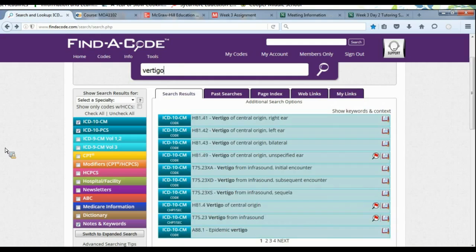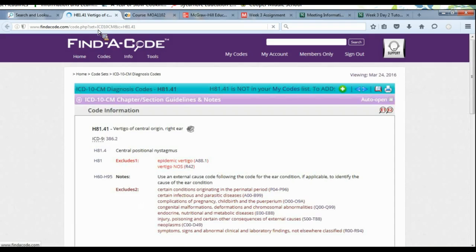Now, vertigo doesn't specify central origin, right ear, infrasound, or anything of the ear. So, therefore, vertigo definitely has something to do with the ear. And let's see, I'm going to show you something.